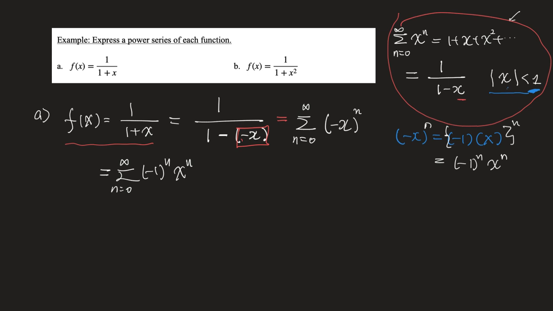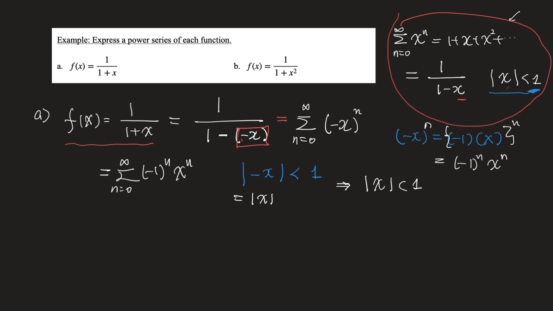You replace x with negative x. So here the absolute value of negative x, the radius of convergence does not change, it is 1. Negative x is the same as the absolute value of x. So the radius of convergence is absolute value of x less than 1. That's how you find the power series of this function.